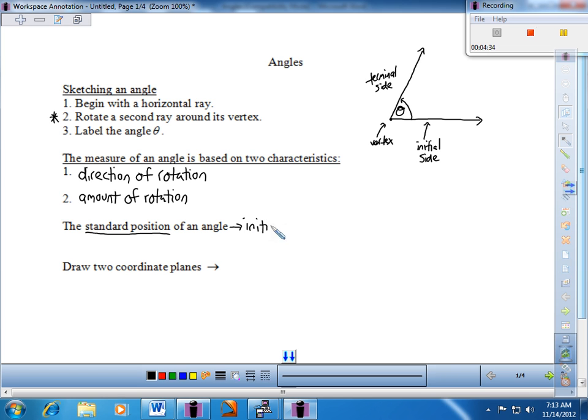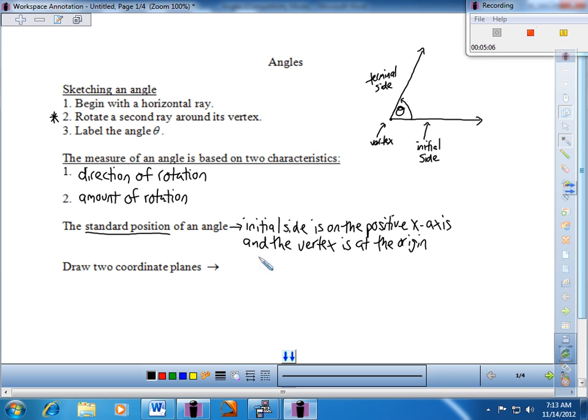The initial side, so now we already know what an initial side is. So the initial side is on the positive x-axis. So right now that implies that we're going to be using a coordinate plane. So the initial side is on the positive x-axis, and the vertex is at the origin. Okay. And so we're going to illustrate this in just a sec here, but please make sure you have that piece in place. So the initial side is on the positive x-axis, and the vertex is at the origin.